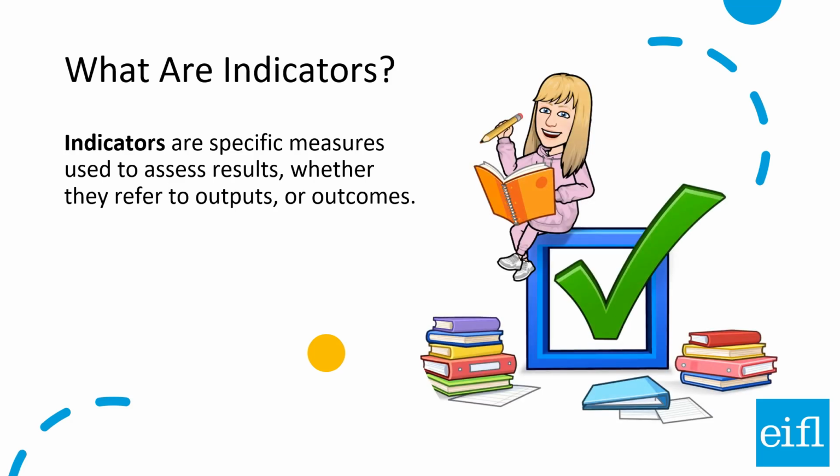Indicators are specific measures used to assess these results. Output indicators are quite straightforward, such as number of training sessions conducted or number of participants trained. These can be measured immediately after the activity is completed.